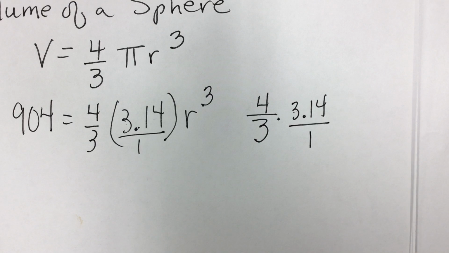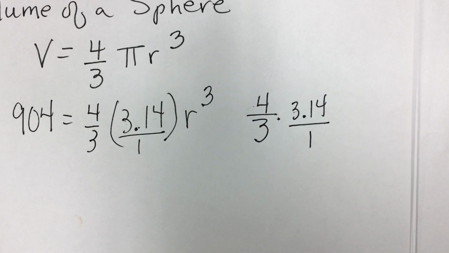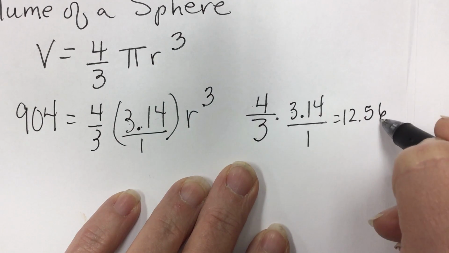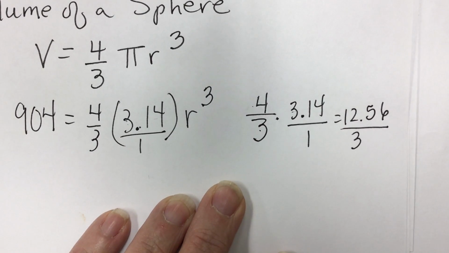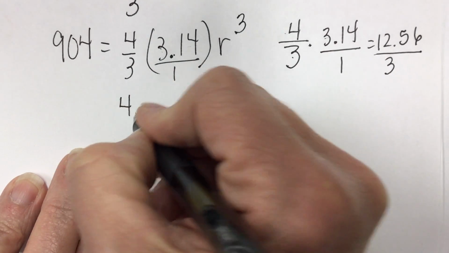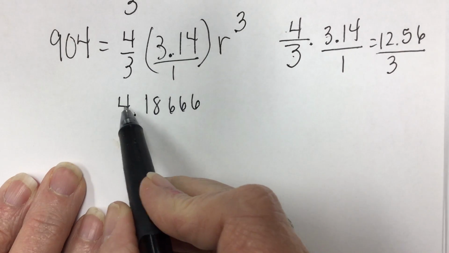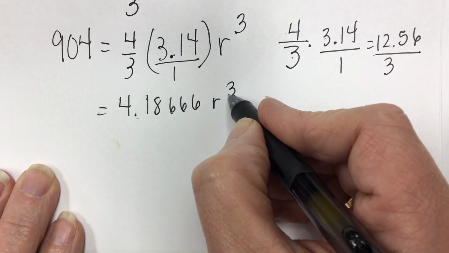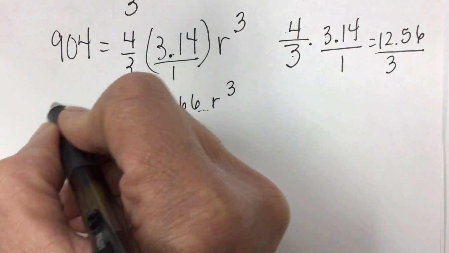Taking our calculators, we will say 4 times 3.14 gives you 12.56. Now 3 times 1 is 3, so you just take your calculator and divide by 3. So I end up with 4.18666, and you could round if you wanted to, 4.187, and that's the coefficient of r cubed, because this decimal goes on and on, 6666.